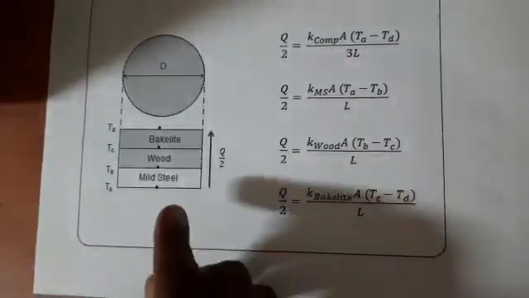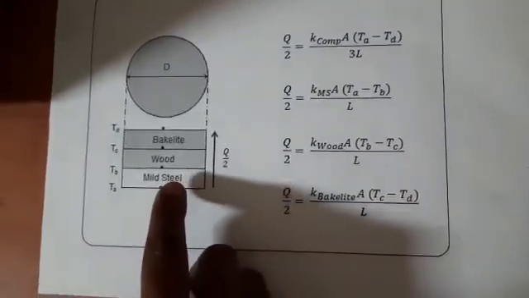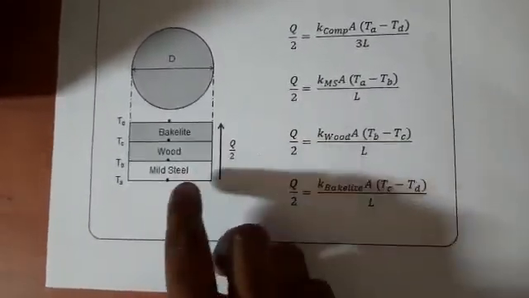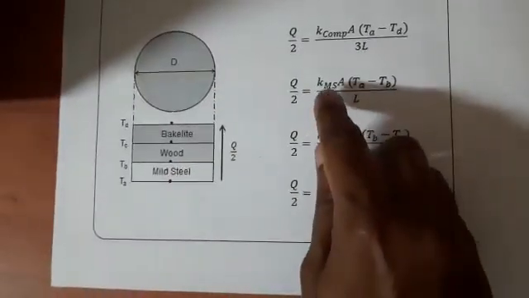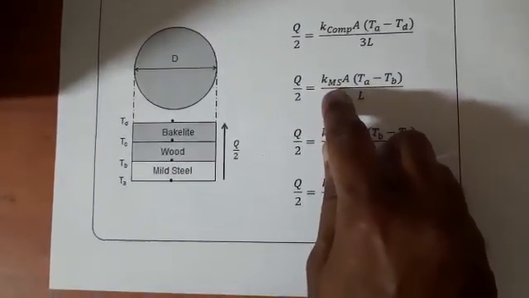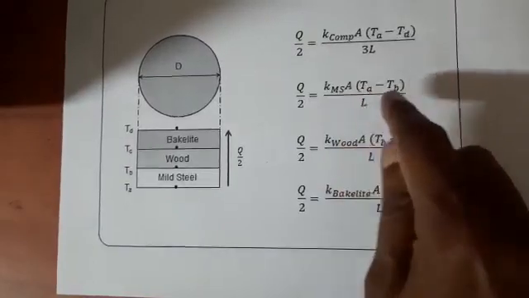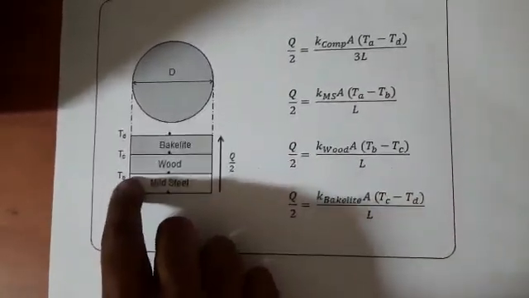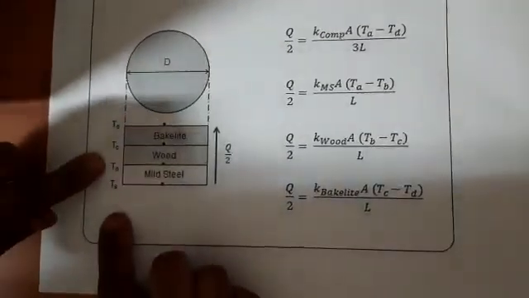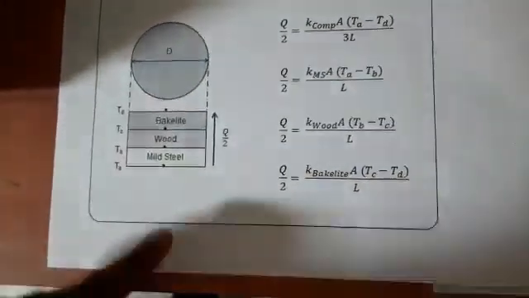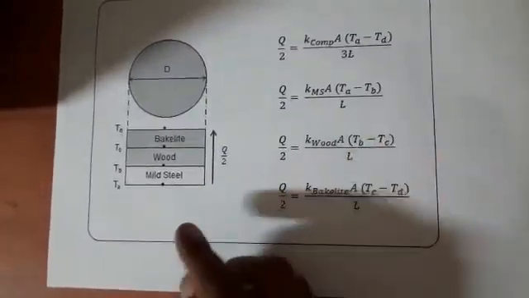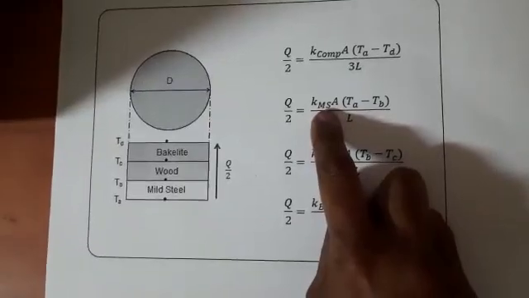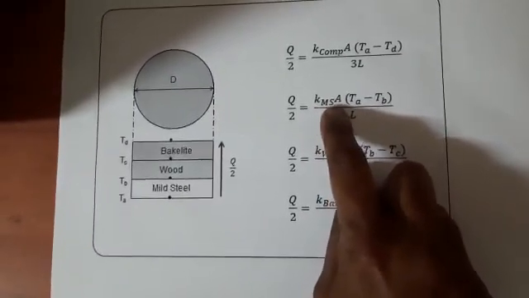Now, suppose I want to calculate the conductivity of an individual slab. So, let us consider mild steel. Q by 2 is the same. So, that is equal to the conductivity of mild steel into area into delta T. Now, what is delta T across mild steel? It is TA minus TB. So, that will give you delta T across the mild steel, divided by the thickness of the mild steel. It is L. So, finally you will get the conductivity of the mild steel.